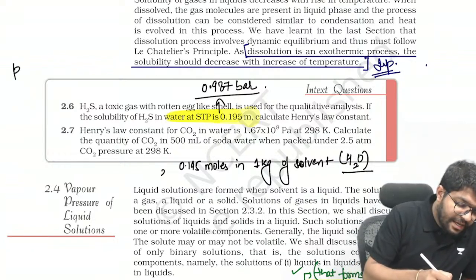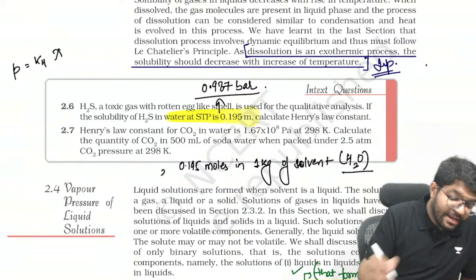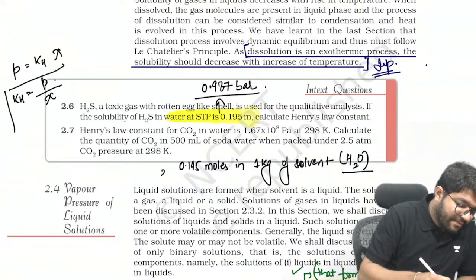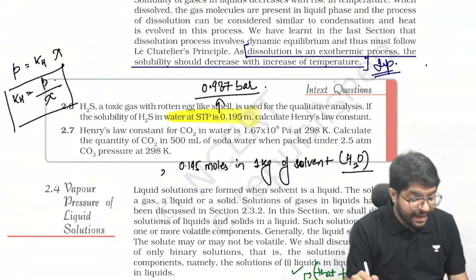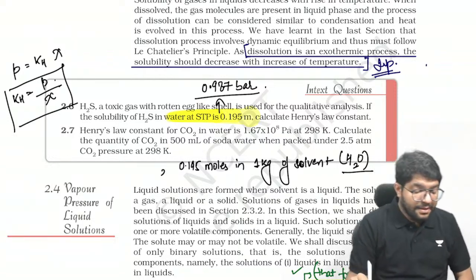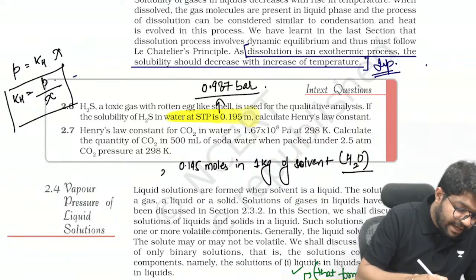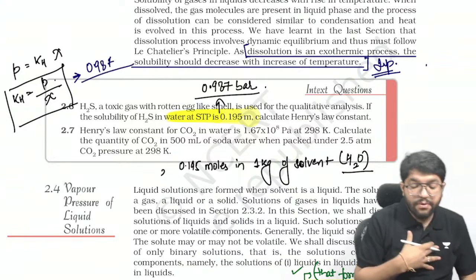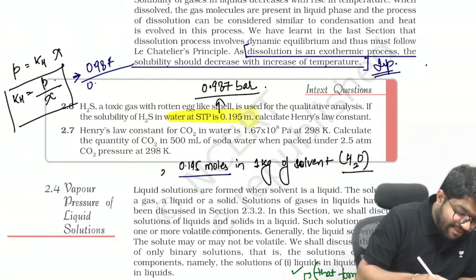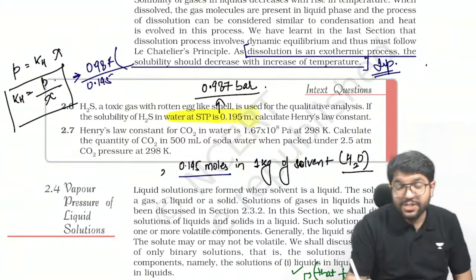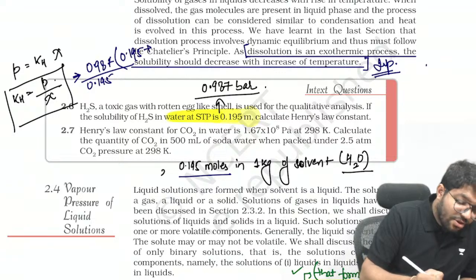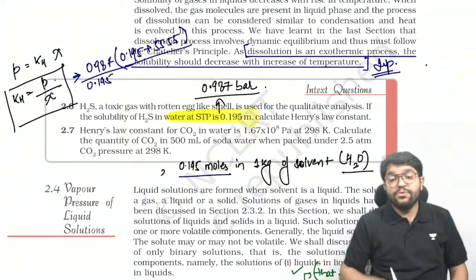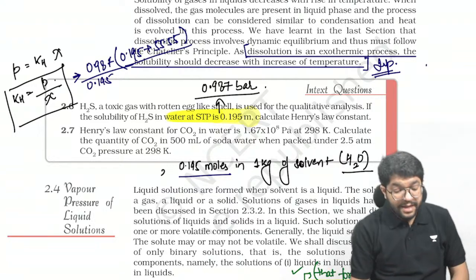Now P is equal to KH into chi, so KH is P upon chi. What is P? P is my pressure, given as 0.987. And what is chi? Chi is my moles upon total moles. The moles are 0.195, divided by the total moles, which is 0.195 plus 55.55 for 1000 grams of water. And that is where I get the total answer.